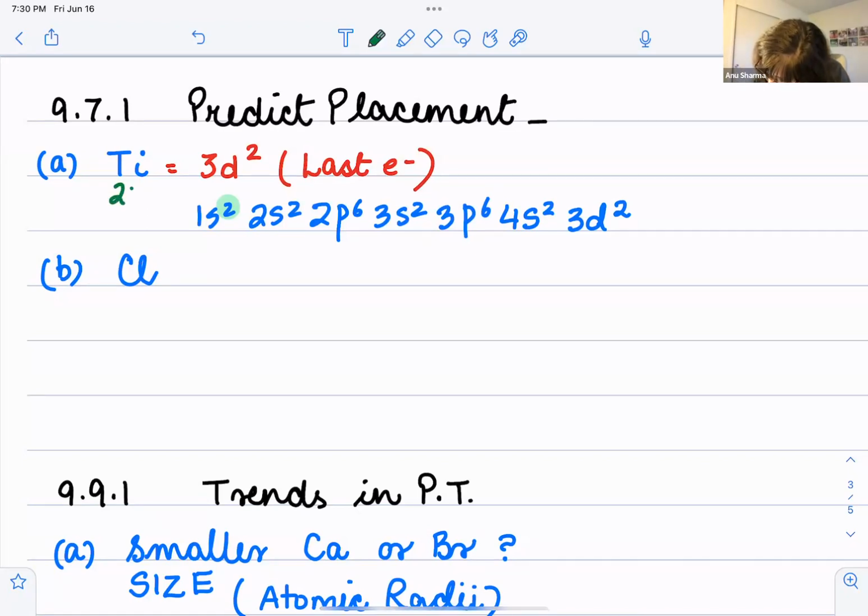Titanium is 22 electrons. Okay, so these 22 electrons are 2 plus 2, 4 plus 6, 10 plus 2, 12 plus 6, 18 plus 2, 20 plus 2, 22. So all the electrons got accounted for.